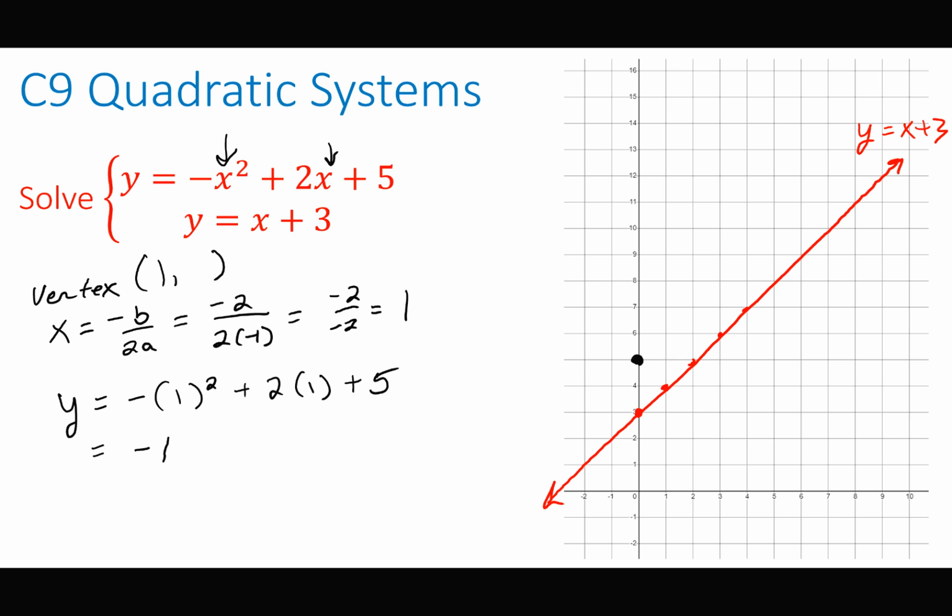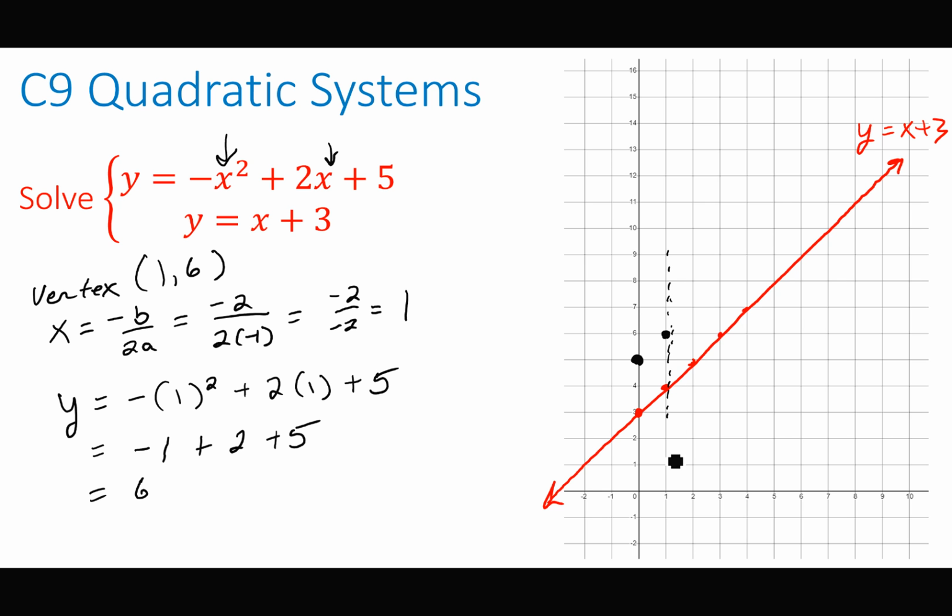If you didn't put parentheses there, you could easily make the mistake and say, well, that should be a positive 1 when it's not. 1 squared is 1, but then we have to bring in that negative, so it becomes negative 1. Plus 2 plus 5. Okay, so 2 plus 5 is 7, minus 1 gets me 6. So my vertex is here at 1, 6. So I have here another point right here at 1, 6.